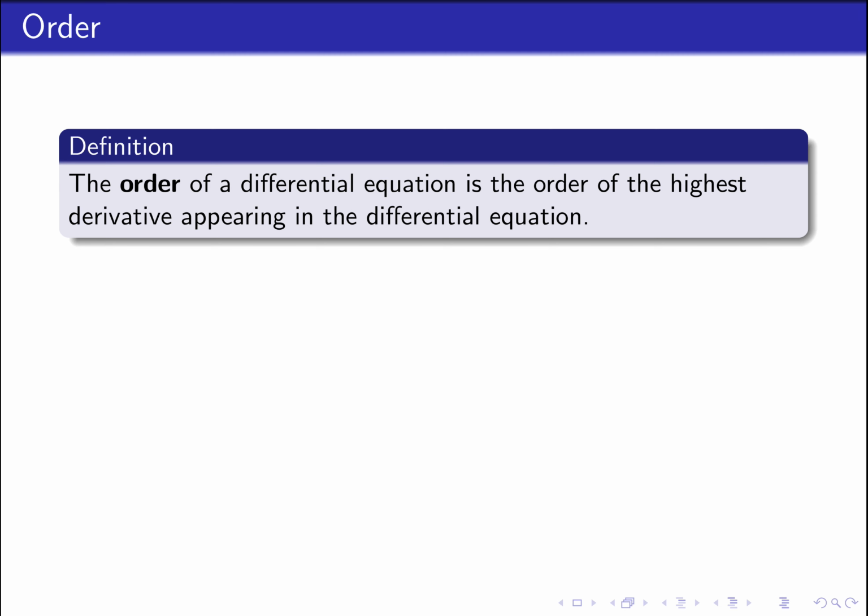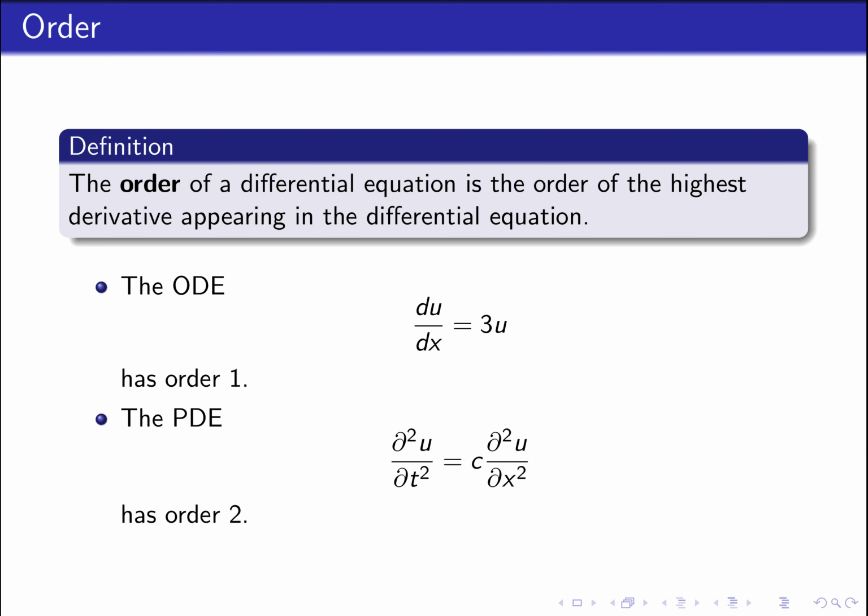The order of a differential equation is the order of the highest derivative appearing in that equation. So this ODE has order 1, since the highest order derivative is 1. While this PDE has order 2, since it has a second order derivative. Most differential equations that model the physical world are either first or second order.